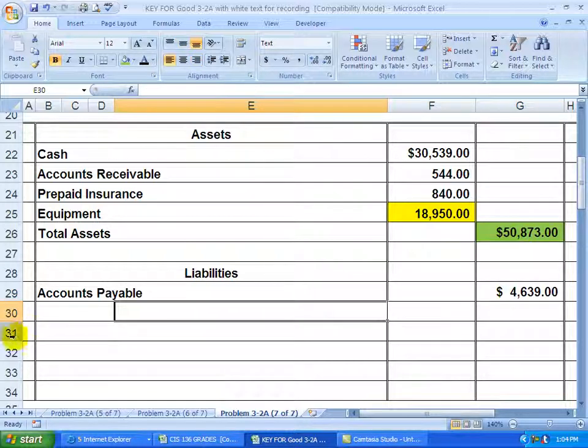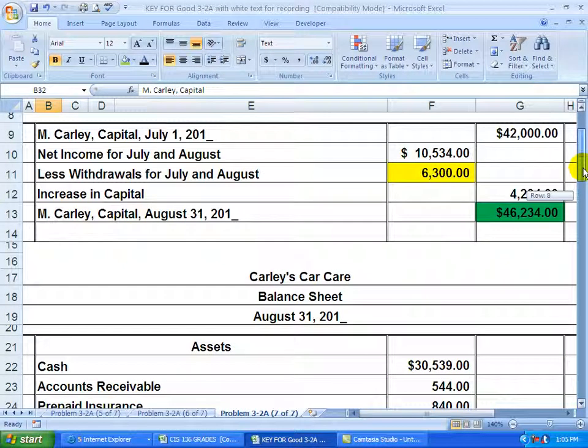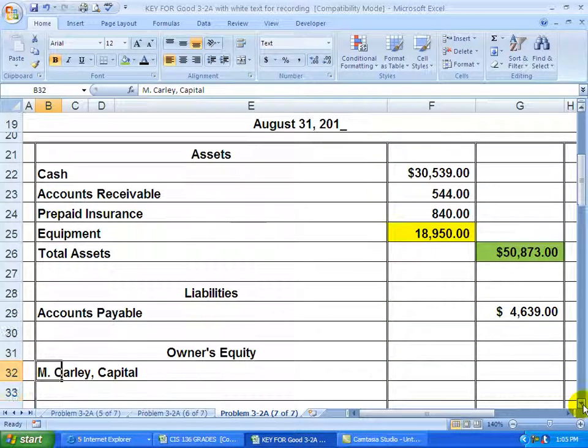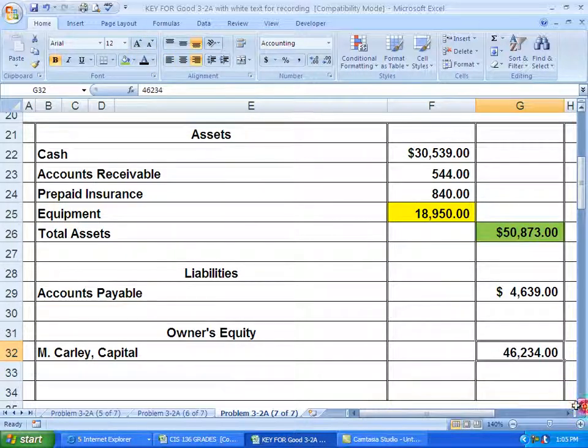Again, we're going to leave a blank line. Then we're going to put down owner's equity. Now the owner's equity is M. Carly Capital, and the amount of it is coming from the statement of owner's equity. It's this amount right here, $46,234. So that's what's going to go right here. And then we're going to add these together. So the assets equal the sum of the liabilities plus the owner's equity. So if you add liabilities and owner's equity together, you're going to get the same number here and here.